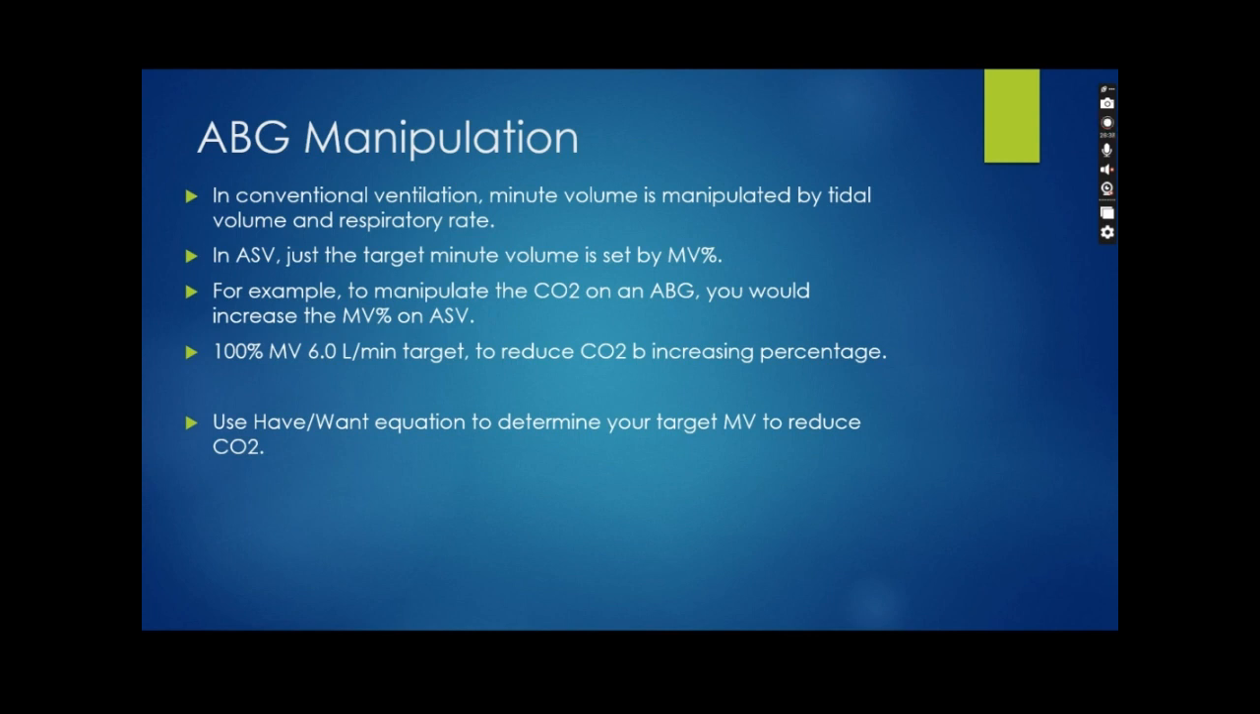So if my patient is at 100% and I need to increase that target minute volume, then I would need to increase the percentage to whatever that new target may be. So here we typically use our HAB1 equation to determine our target minute volume to reduce CO2.